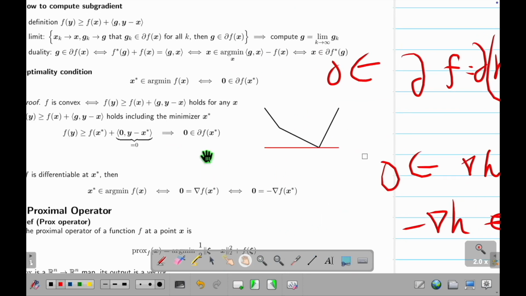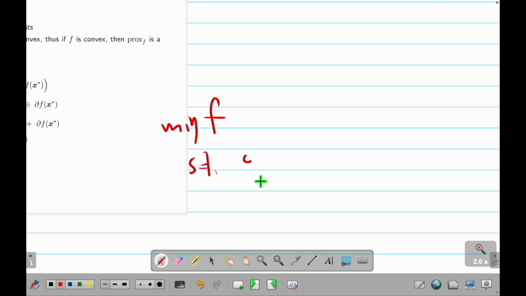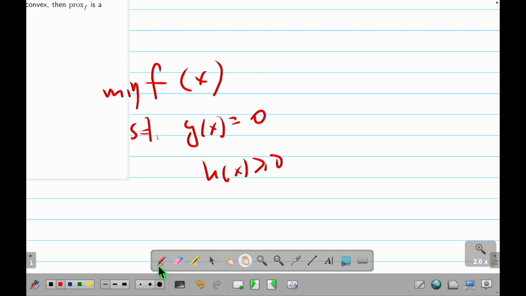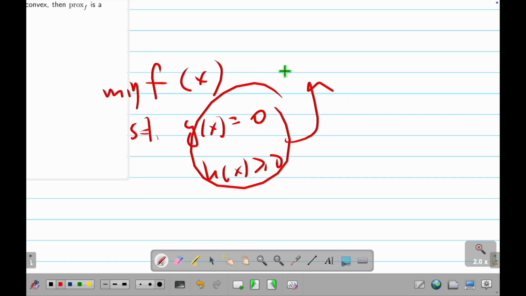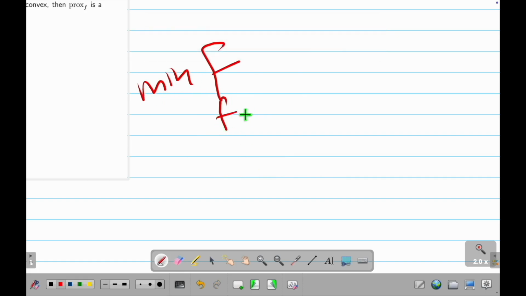That means this is the most general. You can use it to derive KKT. So what is KKT? Minimize F subject to Gx equals 0, Hx larger than 0, something like this, right? What you do is put everything up to here into a big F. So now I have a big F, and all the F, G, H are here.